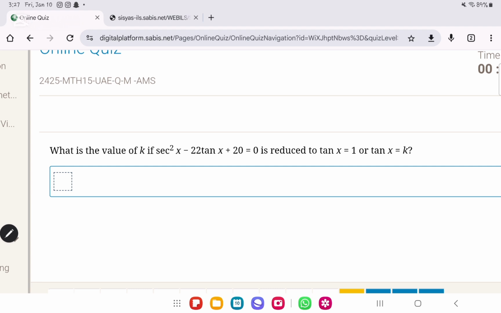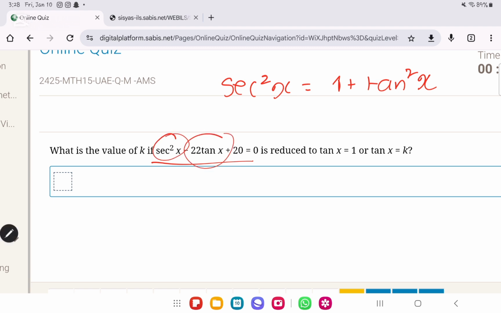Very simply, what we need to do over here is change the secant squared x into tangent squared. We know secant squared x is equal to 1 plus tangent squared x, okay? So here, looking at it, it can be only one thing. It can either be all of it tangent, all of it cosine, all of it sine, or all of it secant. In this case, we have secant squared x and 22 tangent x. Now, which is easier to change, the 22 tangent x or the secant squared x? Definitely the secant squared x.